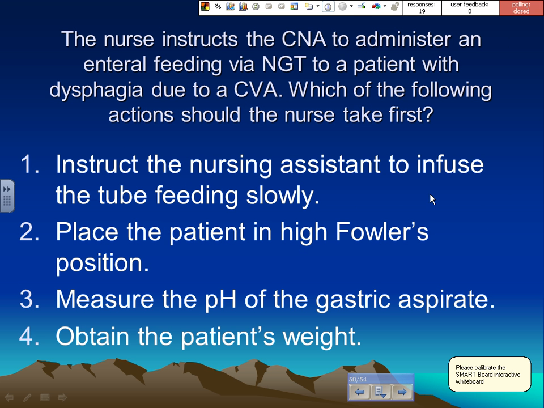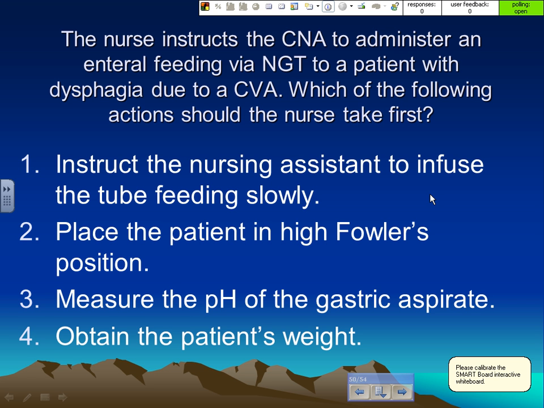The nurse instructs the CNA to administer an enteral feeding via NG tube to a patient with dysphagia due to a CVA. Now they love to ask you questions like this because you read that first sentence and what's the first thing that you say to yourself? No, I would never do that. Because they want you to freak out. But the second sentence says, which of the following actions should the nurse take first?